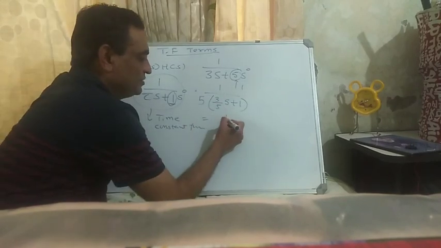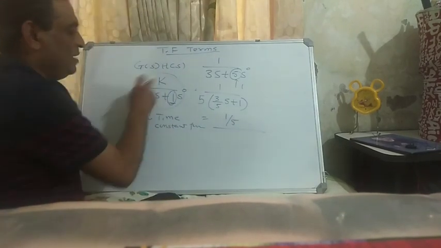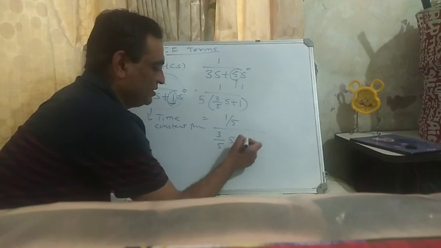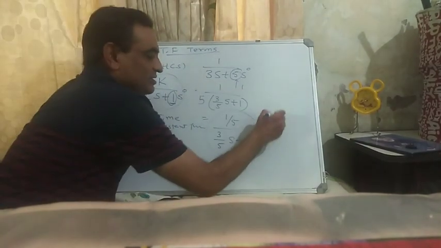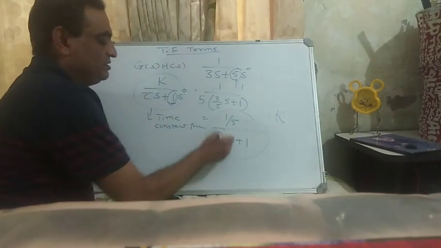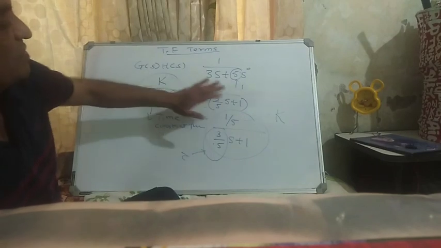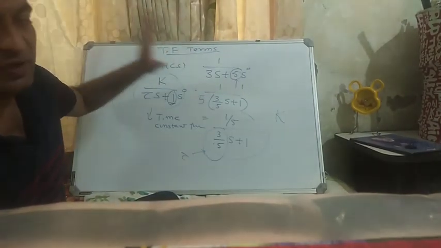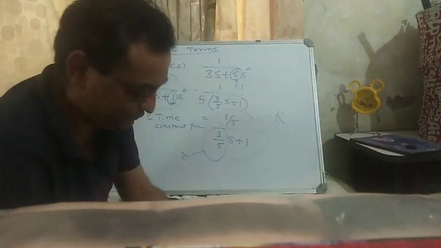So now it is 1 by 5 upon 3 by 5 s plus 1. This is in time constant form: k upon tau s plus 1. Here, this is the steady state gain K, and this is my tau. So tau s plus 1 is known as the time constant form. This is how a first order term can be converted into its time constant form.